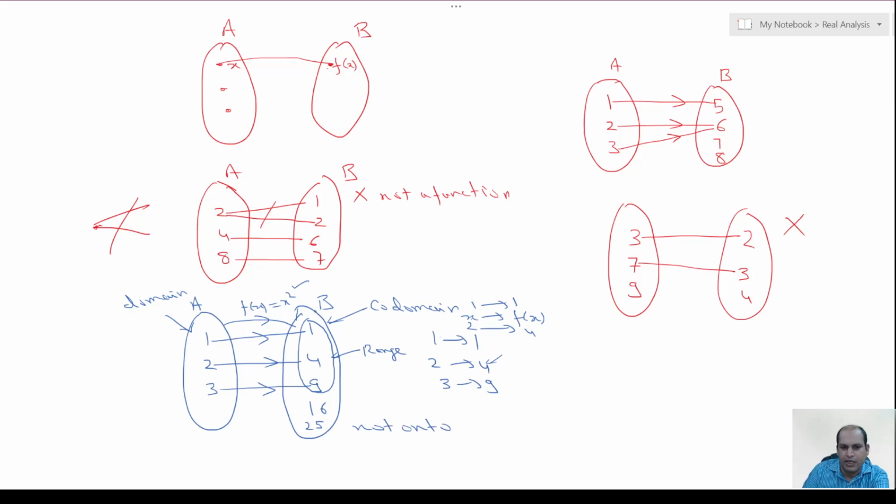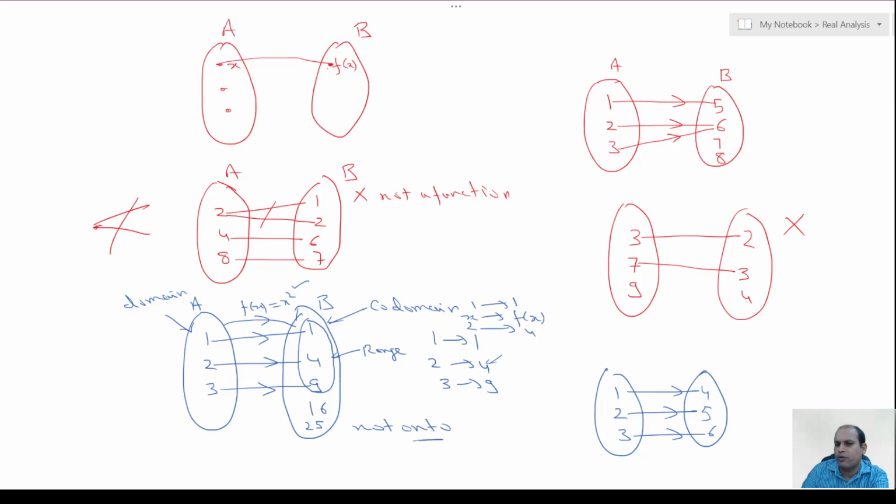So if there is any element in set B which has no preimage, then we will say that this function is not onto. Here in this case, say we take 1, 2 and 3, and 4, 5 and 6. 1 is mapped to 4, 2 is mapped to 5, 3 is mapped to 6. So first of all, we need to check whether this is a function or not. I have taken some finite values in both sets A and B just for the sake of explanation. Similarly, we can do it for uncountable sets, infinite sets.